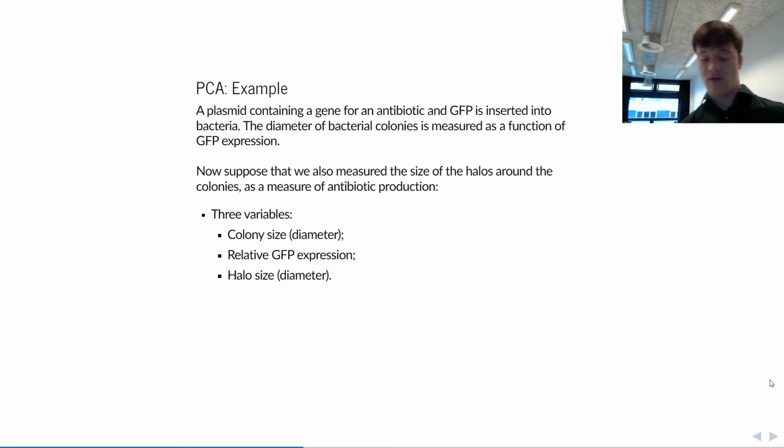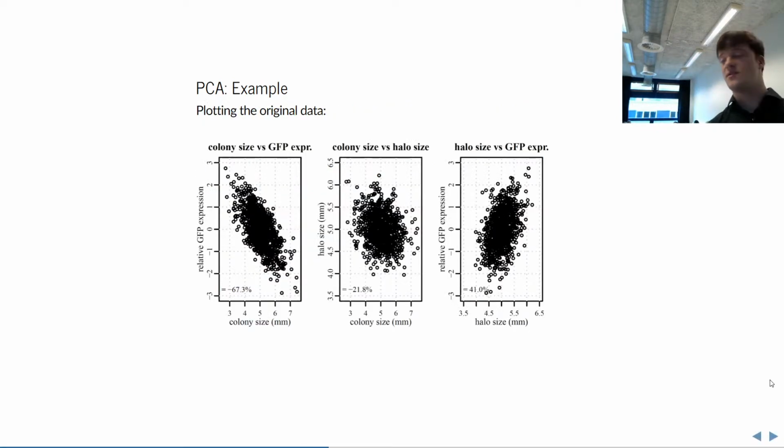So now we have 3 variables. That can still pretty easily be plotted. Just do 2 by 2 of each of your variables. So here we have colony size on the x-axis, GFP expression on the y-axis, and we can see there's a negative correlation between them of about 70%. We can do the same for colony size versus halo size, and we can see these aren't really correlated, and it's very small.